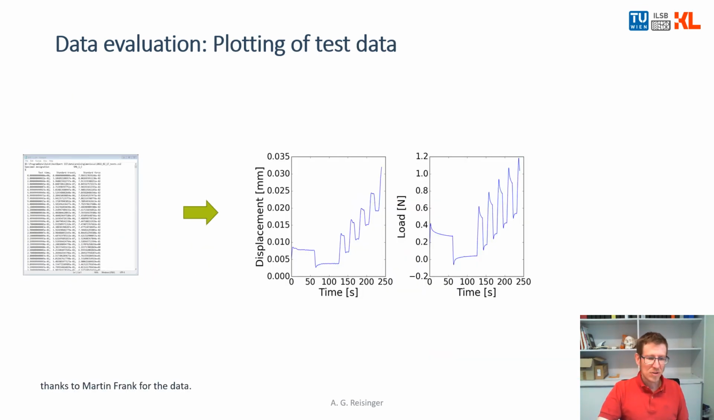The first step usually done is to make a plot to see it. Yeah? Here you see the displacement, so the center column over time, and the load, which is the right column over the time column. You see that it's a very complicated experiment. Thanks to Martin Frank for the data, but the type of experiment doesn't matter in this case here, yeah? Just to show that you first create a plot.